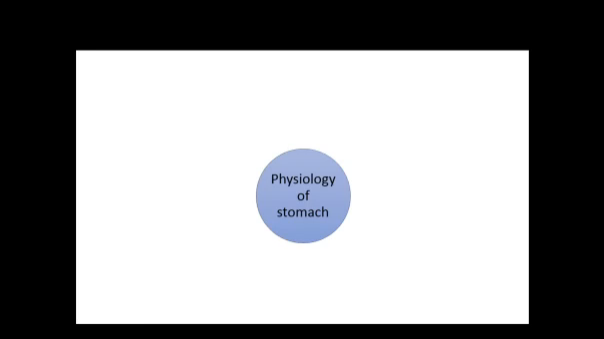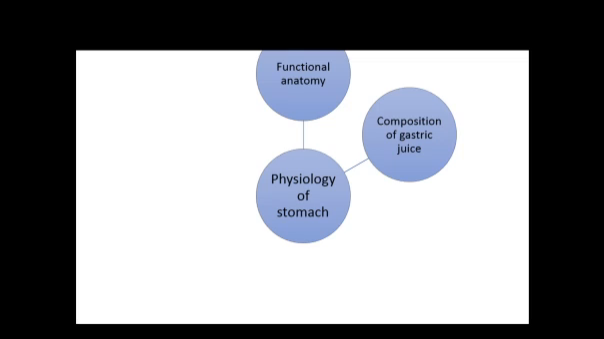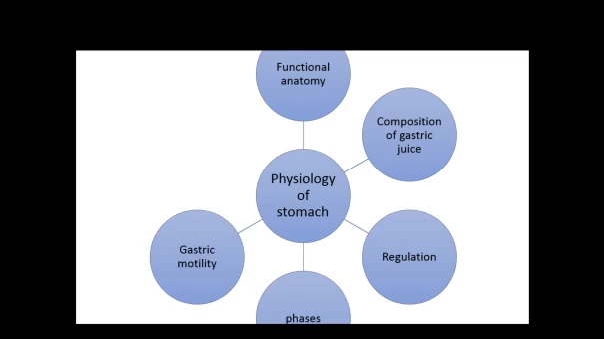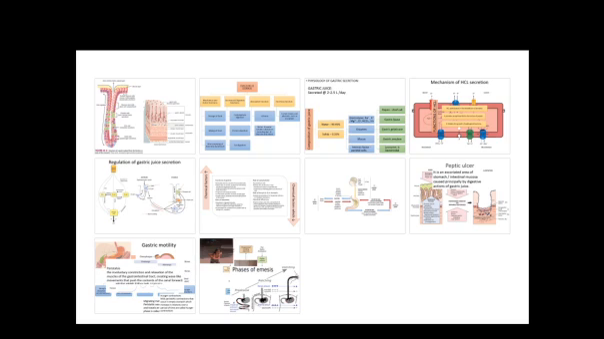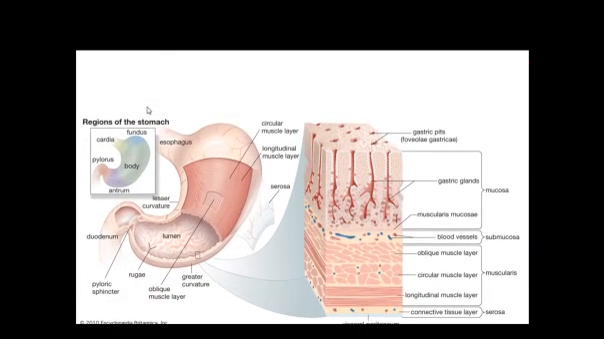So let's begin. In today's session, I'll be talking about physiology of stomach in these sections. First, functional anatomy, then composition of gastric juice, then its regulation, then what are the different phases, and then a note about gastric motility and applied aspect. Now first, we'll see the functional anatomy of the stomach.